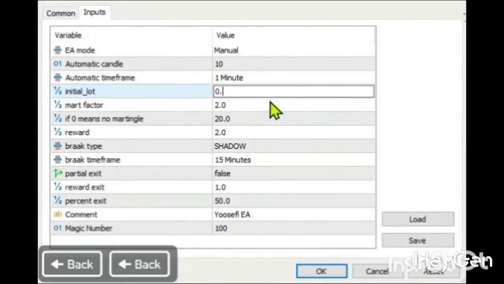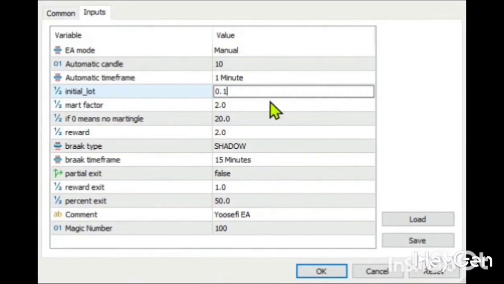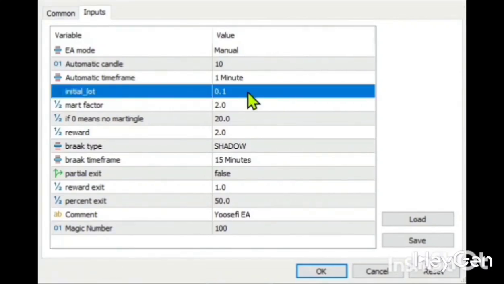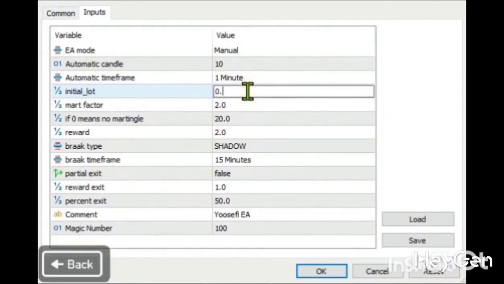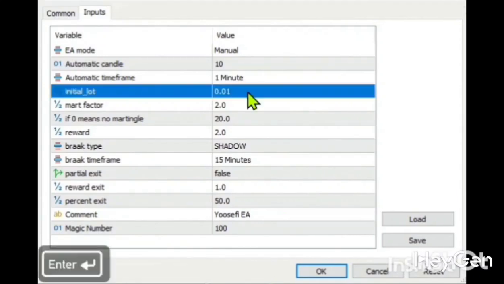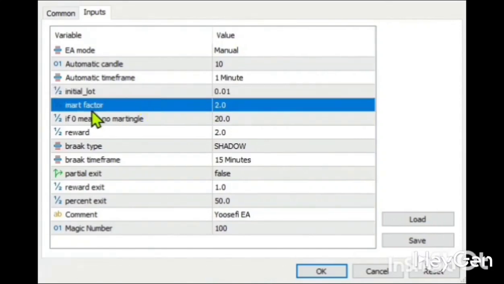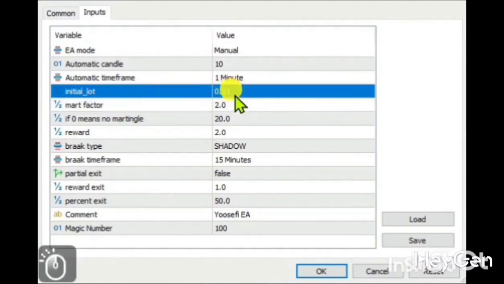You can start your initial volume with any amount you want, and hit enter. Since I want to use the martingale method, I set this to 0.01. So my martingale will start with a volume of 0.01, and my initial volume will also start with 0.01. The mark factor is about what multiplier to use to calculate this volume. If this initial volume is 0.01, the second volume will be 0.02, the next one will be 0.04, and it increases by a factor of 2.